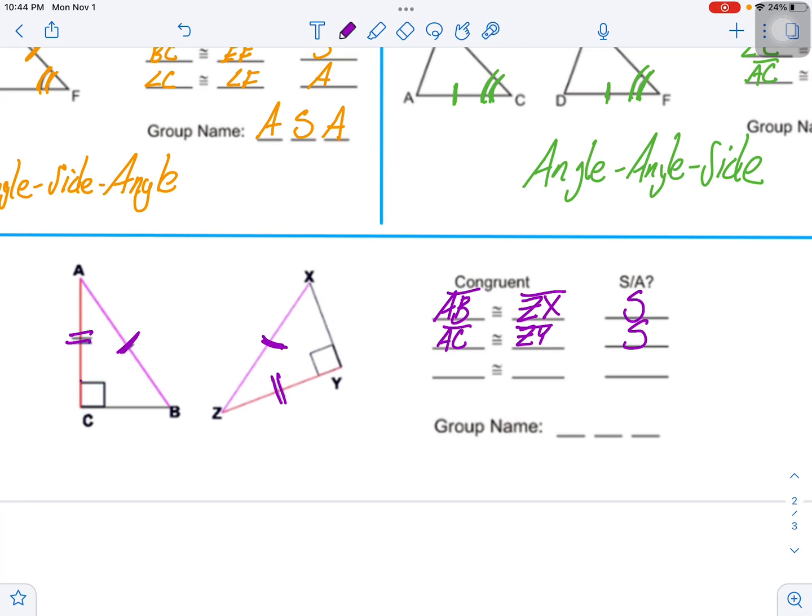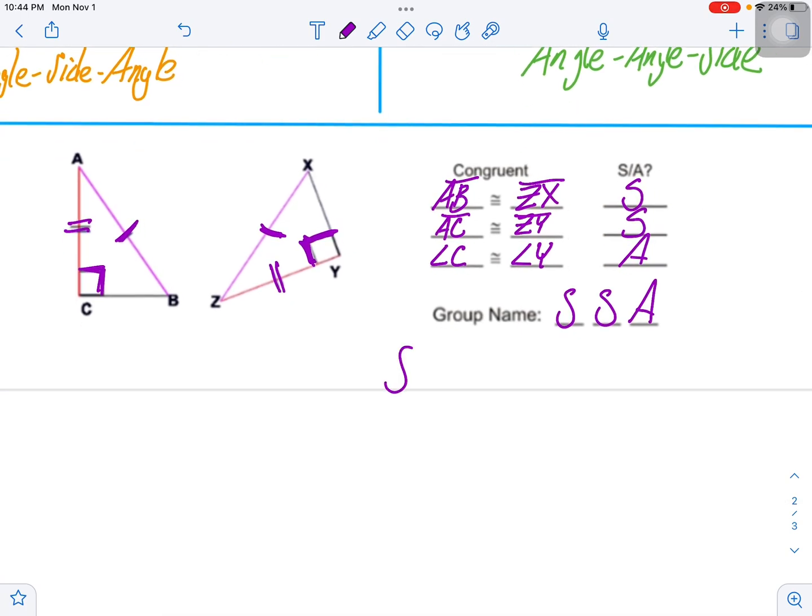Then finally, we have this special angle here, right? This is a 90-degree angle. Now, that's an angle technically, right? So we have angle C is congruent to angle Y, and that's an angle. So we have side, side, angle, right? So we write down side, side, angle.